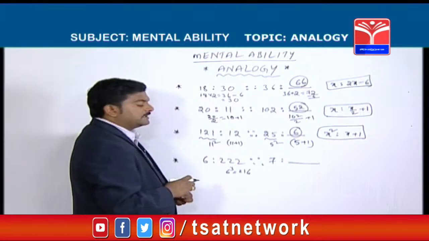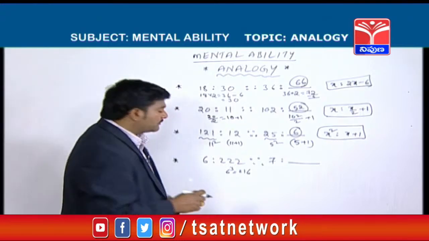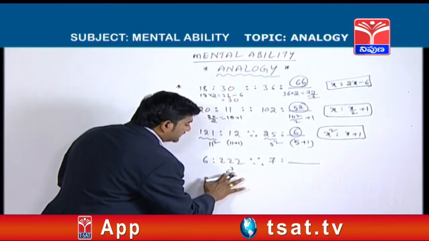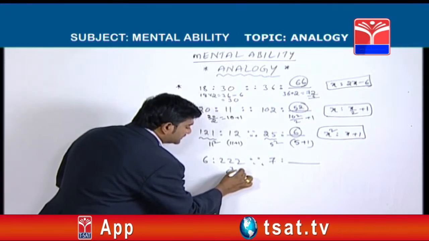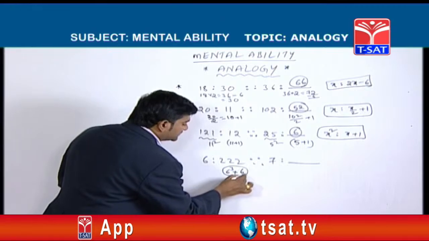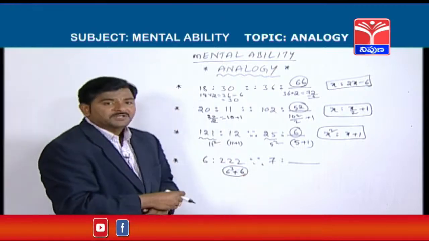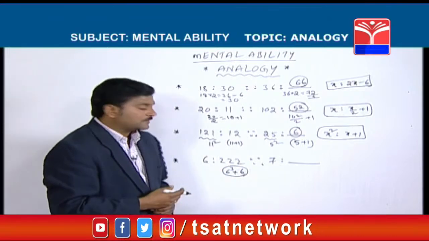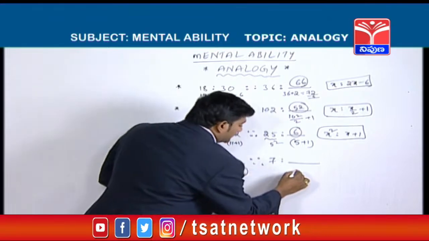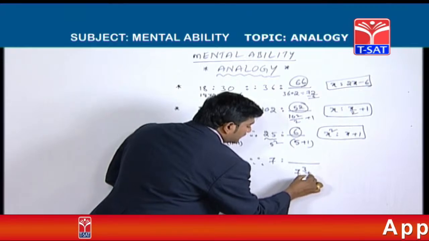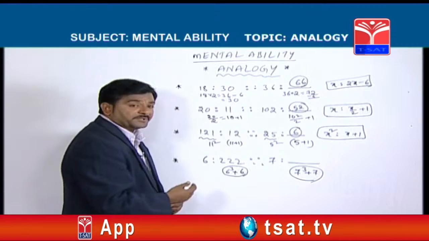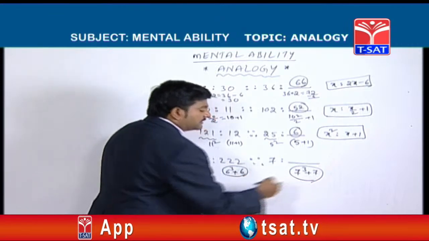But how much is given? Triple 2 is given. So indirectly, what can we write here as the concept involved? 6 cube plus 6. 6 cube plus 6 means obviously I am getting triple 2. Now apply the same concept for that case also. So here 7. 7 means 7 cube plus 7. 6 means 6 cube plus 6, 7 means 7 cube plus 7.